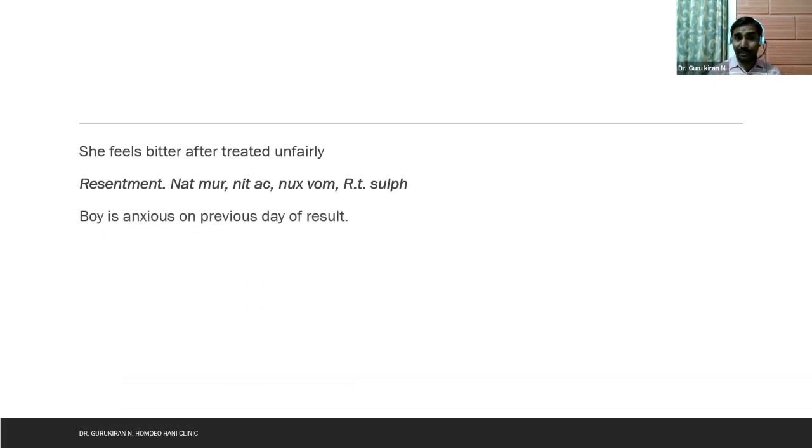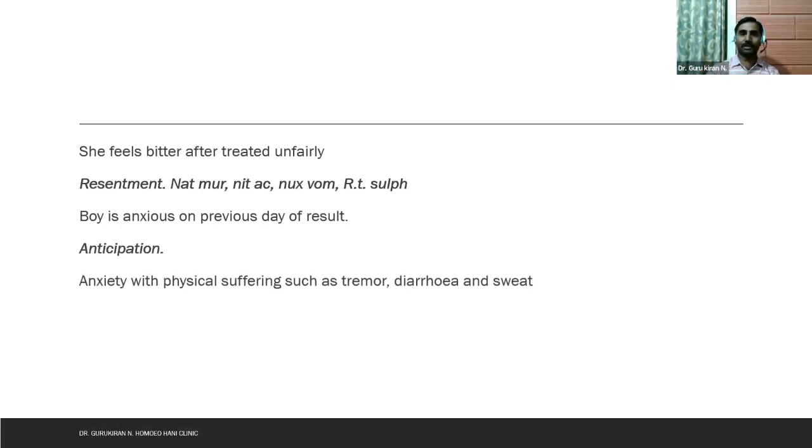And the boy is anxious on the previous day of the result. This is very common. When the PUC results and the 10th standard exam results come, the boy is very anxious on the previous day of the result. Some boys will be very, very happy, or there will be no care. They will be playing, or they will be watching movies. But some boys get anxious. What is it? It is anticipation. It's a very broad rubric. We have a lot of remedies in anticipation: aconite, arsenicum, bryonia, calcarea, chamomilla, pulsatilla, rhus tox, and so on. So major remedies come in anticipation.